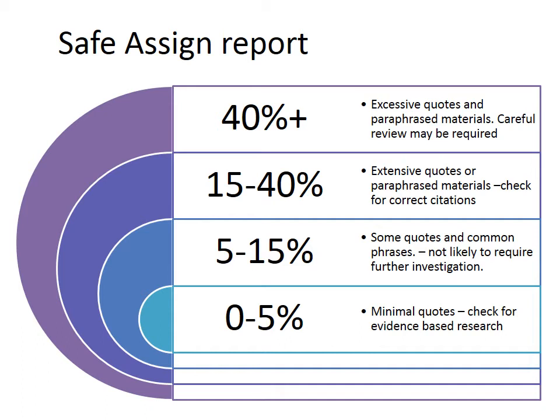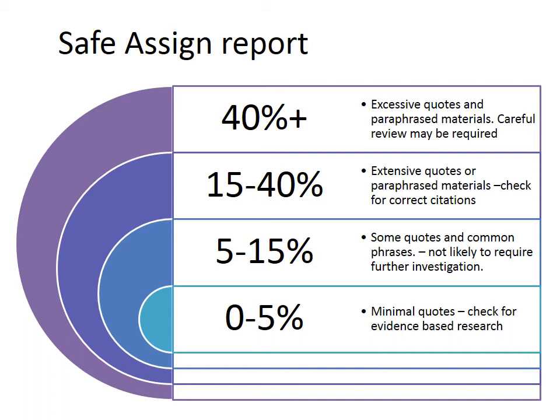That percentage will be somewhere between 0 and 100%. Now, most of the time, 0 to 5% is fabulous if you are doing a reflection or a personal philosophy or something like that. It's not great if you aren't being asked to provide evidence to back up your opinions. Most of the time, you will find that somewhere between 5 to 15% is a good number. So you've got some quotes, you've got some common phrases included. You have to make sure, though, that that 5 to 15% is all referenced correctly.